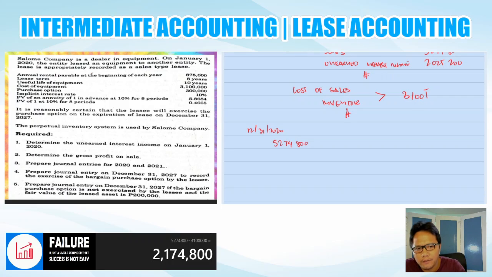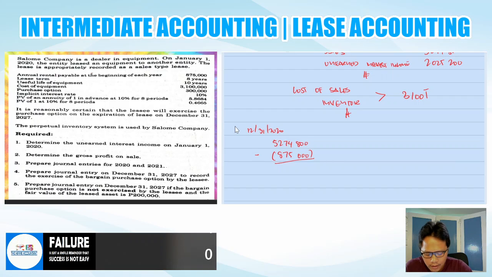5,274,800, and because there is advance payment, bawasan muna natin ito ng advance payment, yung nabayad, which is yung payment natin for January 1, 2020, which is 875,000. Yung 875,000 is hindi na siya mag-earn ng interest kasi nga binayaran in advance, di ba? Advance payment.